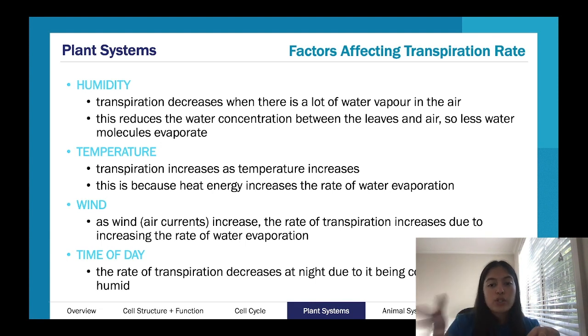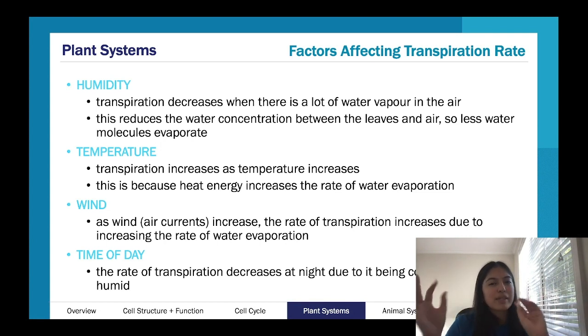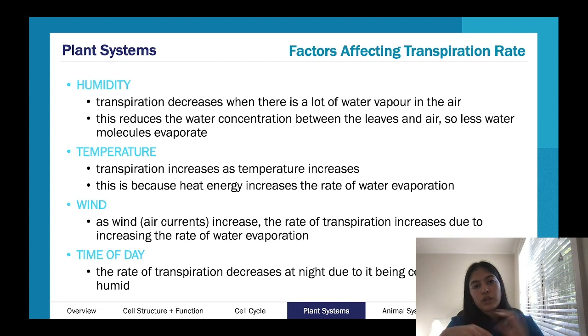Wind. As wind blows, we're getting transpiration increasing. Again, evaporation. If you've got more force of the wind, those water molecules are going to evaporate. If it's hotter, water molecules are going to evaporate.